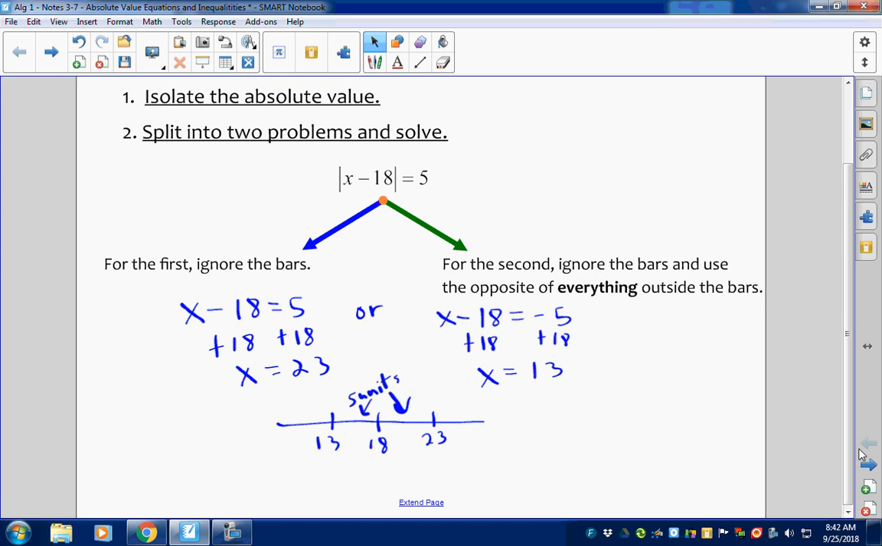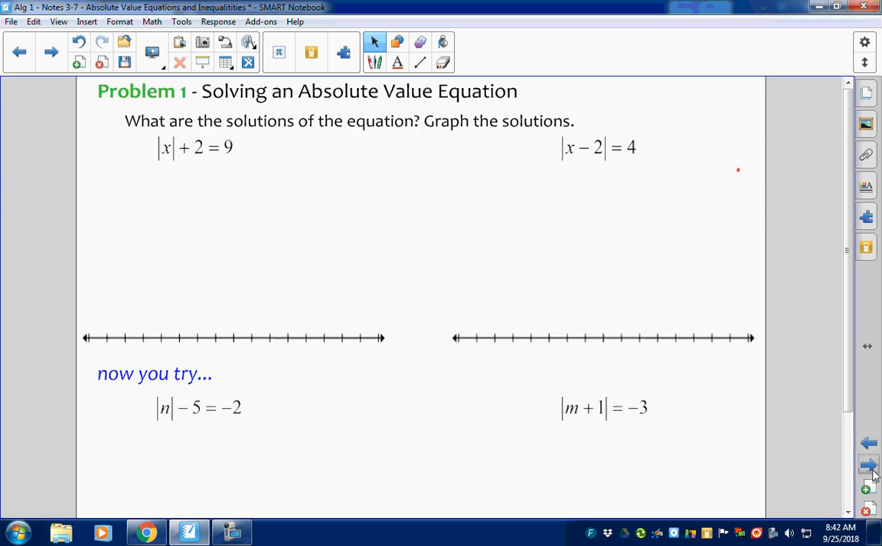So 13 and 23 are each 5 units away from 18. All right, here's an example of one where the absolute value is not isolated. So step 1 says isolate it. We're going to isolate it by subtracting 2 from each side. So I have absolute value of x equals 7.